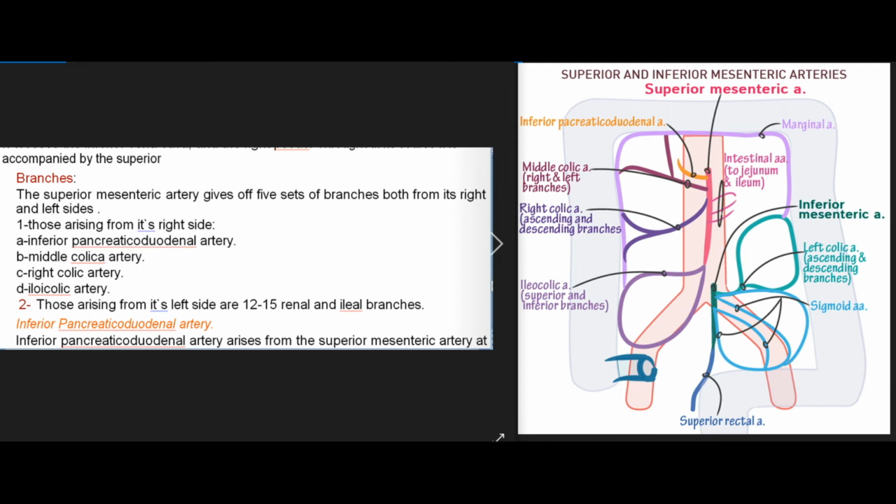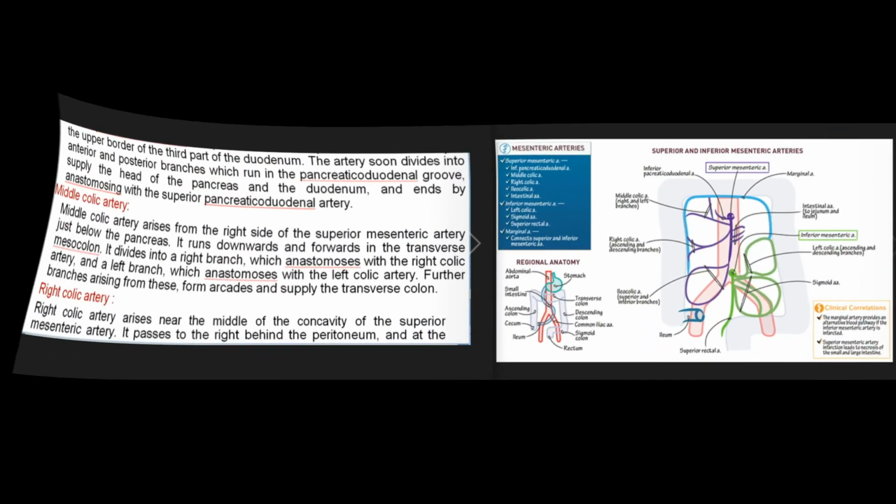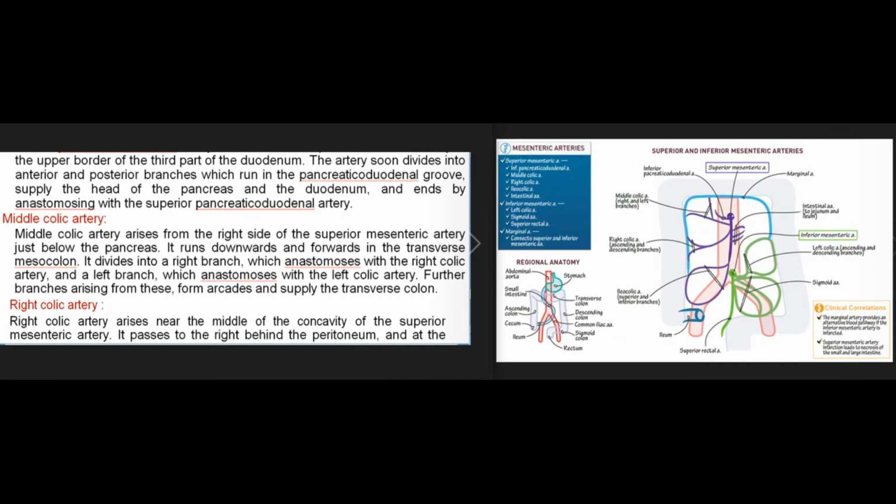Inferior pancreaticoduodenal artery. The inferior pancreaticoduodenal artery arises from the superior mesenteric artery at the upper border of the third part of the duodenum. The artery soon divides into anterior and posterior branches which run in the pancreaticoduodenal groove, supply the head of the pancreas and the duodenum, and end by anastomosing with the superior pancreaticoduodenal artery.